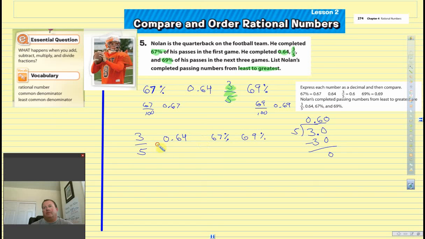Okay, so these are my ordering rational numbers. I have 3/5, 0.64, 67%, 69%. But of course, on 69%, 67%, and 3/5, I'm looking at the decimals to put them in. But what I put in is what they actually gave me. Okay, your turn. Go on, do your homework, and have a good day.